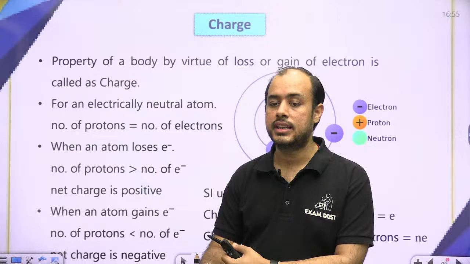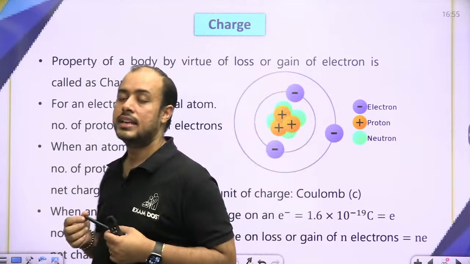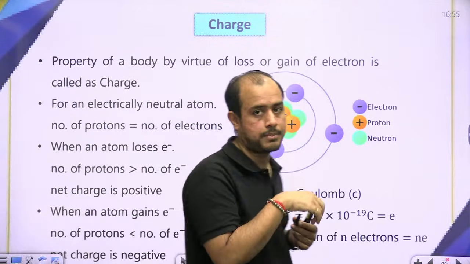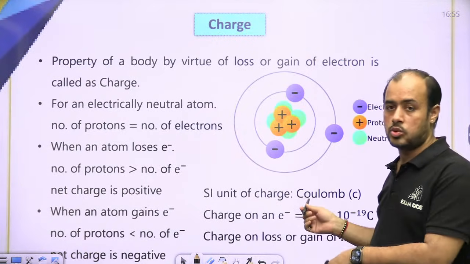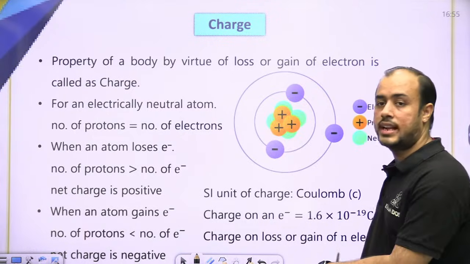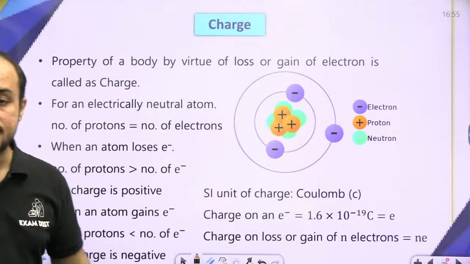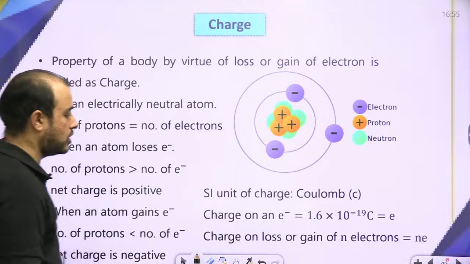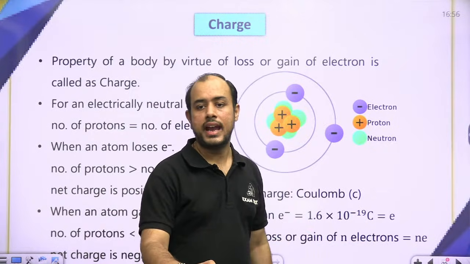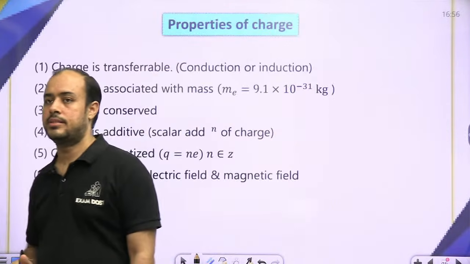So that way, beta, an atom can be positively or negatively charged depending upon whether it gains or loses electrons. Now, the SI unit of charge is Coulomb. Charge on an electron, everybody knows, is 1.6 into 10 to the power minus 19 Coulomb. And how much charge is gained if you lose or gain n electrons? It is equal to n into e.